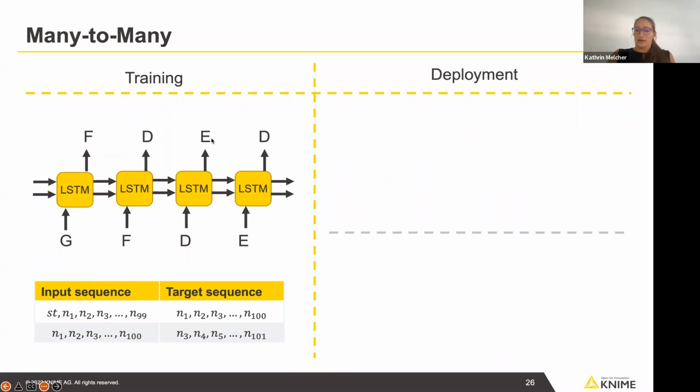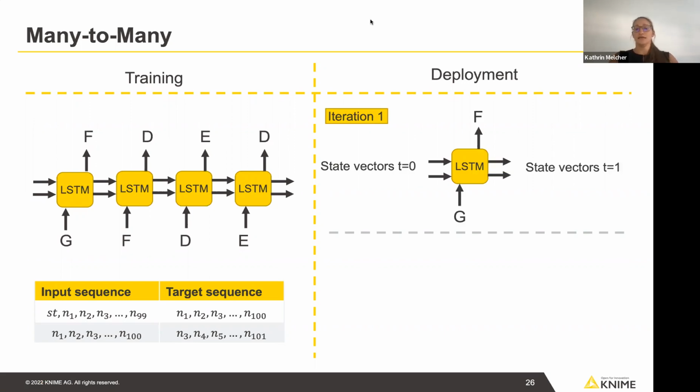If we train our network like this, how can we use this network during deployment? In the first iteration, we would start with some initialized state vectors at time 0. We would say, okay, G is our first note, start with this G, a song, and then it would predict the first or the second note in the song. And we also need as output the state vectors which were updated.